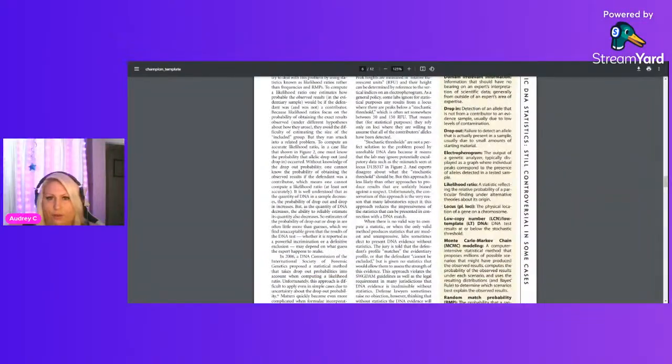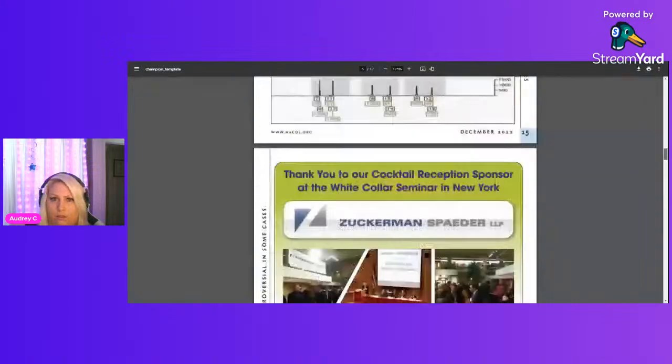Stochastic thresholds are not a perfect solution to the problem posed by unreliable DNA data because the lab may ignore potentially exculpatory data, such as the mismatch seen at locus D13S317 in figure 2. And experts disagree about what the stochastic thresholds should be. So let's take a look at that. In Figure 2, they're saying there is a mismatch in this one.